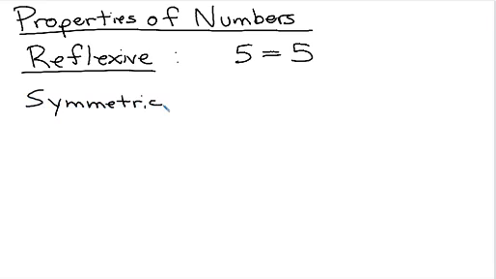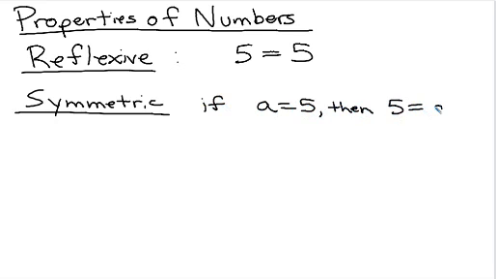Then you have the symmetric property. If something is symmetric, it means its left and right are the same. So if A equals 5, then 5 equals A. For example, that would be the symmetric property. Okay?